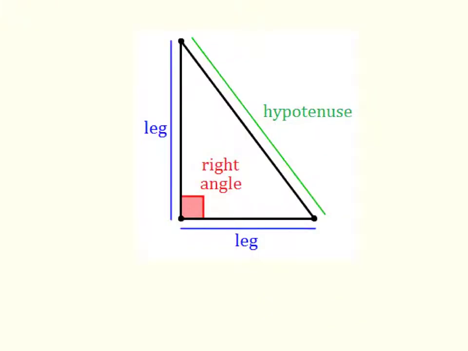Hey Kathleen, that kind of looks like me. You're right. This is also a right triangle. I wanted to point out to you that your longest side is called the hypotenuse, and this is always located across from the right angle.